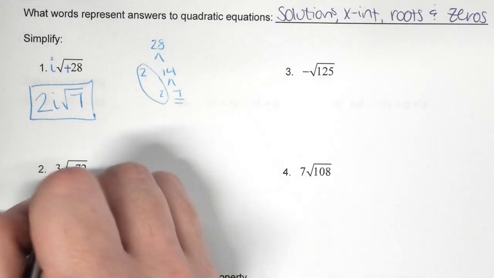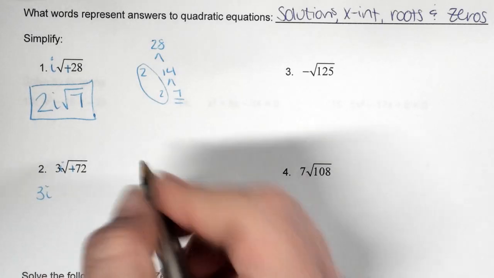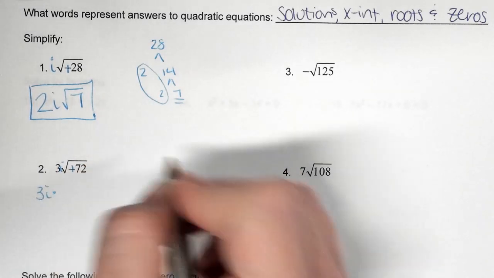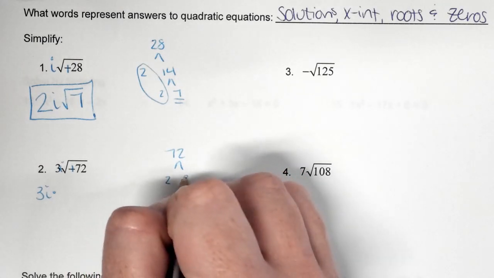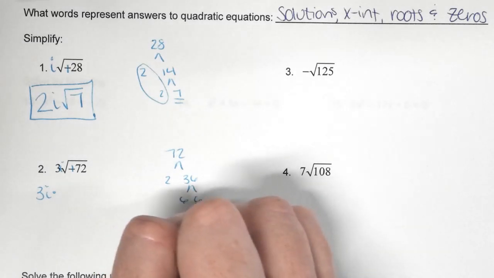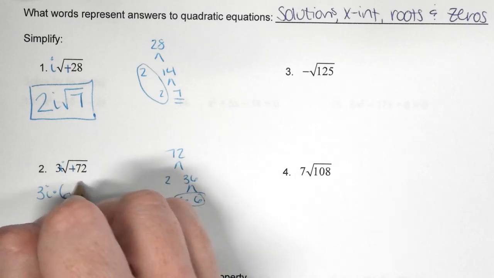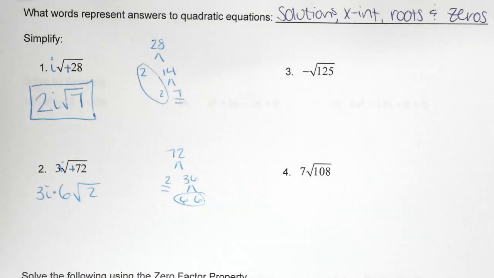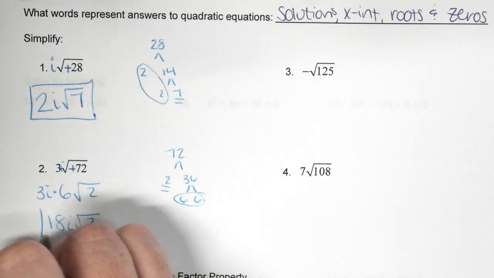Number 2, again, I have a negative on the inside, so I'm going to put an i. Remember, it goes between your number and your radical. So I have 3i, and I'm going to multiply it by whatever I take out. So 72 is 2 and 36. Well, 36 is a perfect square. If you didn't notice that, that's okay. But I know it's 6 and 6. And remember, if they match, we can stop. So I'm going to take out a 6, and I have a 2 left over. So 3i times 6 is 18i square root of 2.